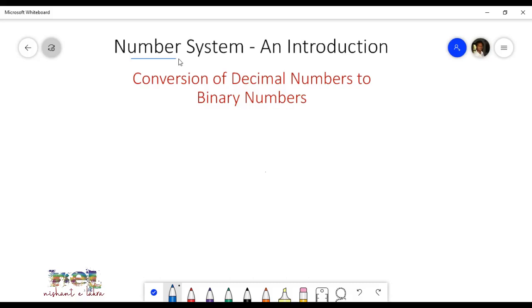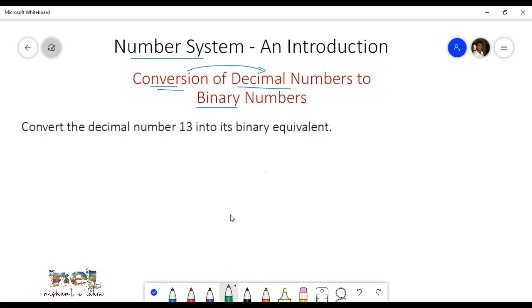Hello everyone, we're learning number system and today we will see how to convert decimal numbers to binary numbers. Previously we have learned about these two types of number system. Okay, here is a question. Convert the decimal number 13 into its binary equivalent. So we will see how to convert it.